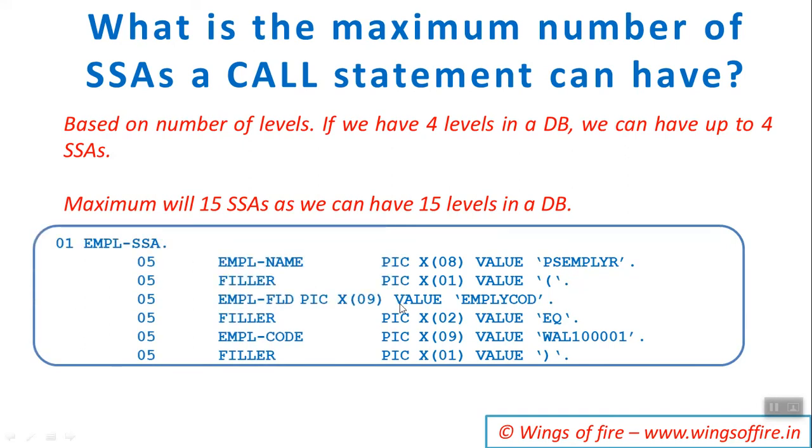So this is an example of a qualified SSA, where we have the employee segment name, open bracket, field name, relational operator, value, and close bracket. This will be 8 bytes for sure. This should be 8 bytes also. That's a mistake here, this should be 8. And this should be the exact length defined in the DBD. Remember, this field should always be 8. That's a mistake given here.